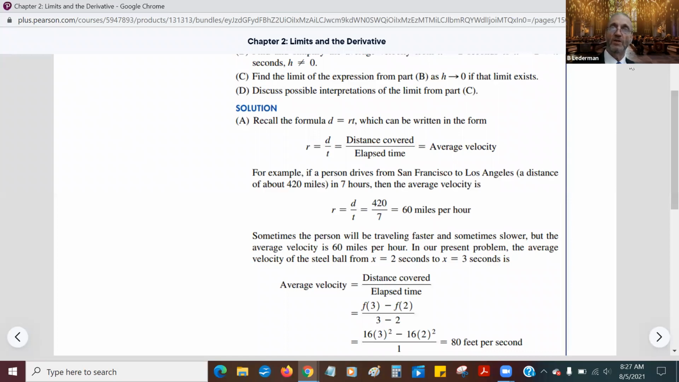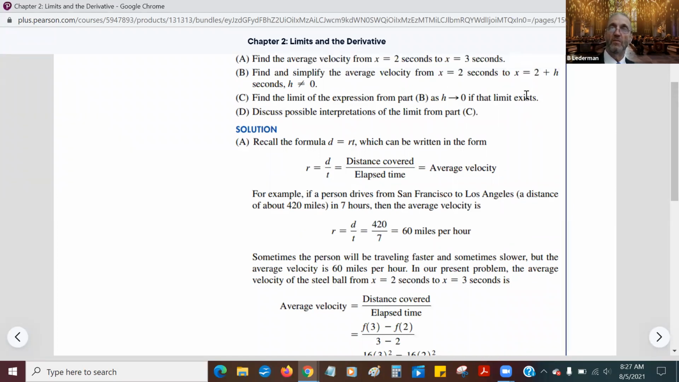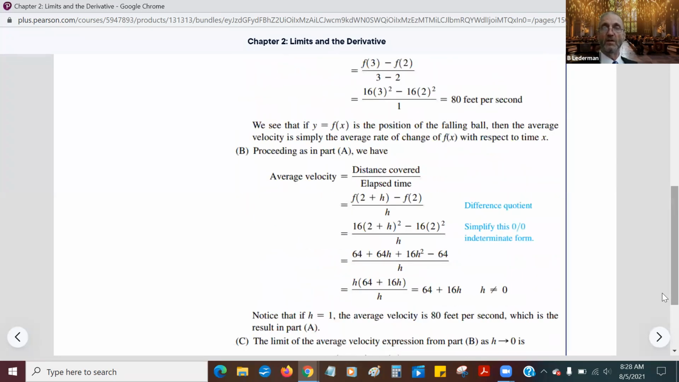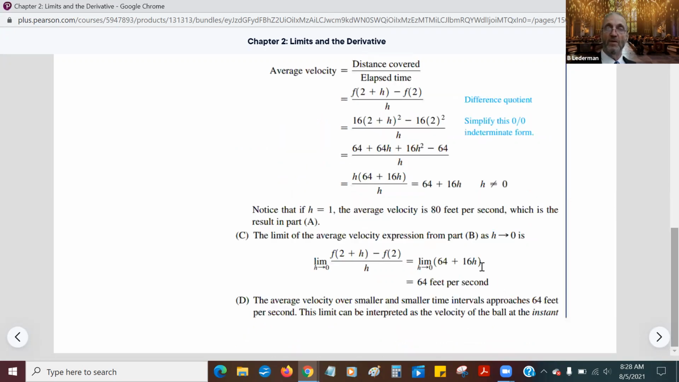Find the limit of the expression in part B as h goes to 0, if that limit exists. Well, that's going to be an easy limit to find. I just have to take 64 plus 16h and send h to 0. Basically the whole 16h is going to, as my math teacher used to say, go on vacation. It's going to disappear, and I'm left with 64 feet per second. So the limit of this is 64 feet per second.